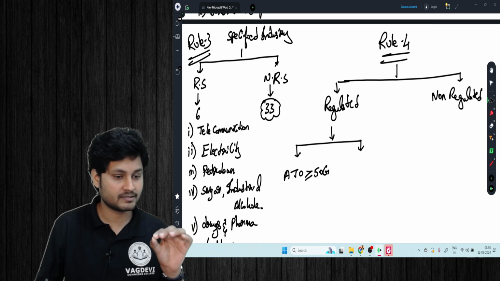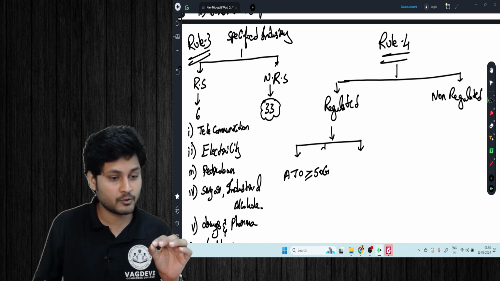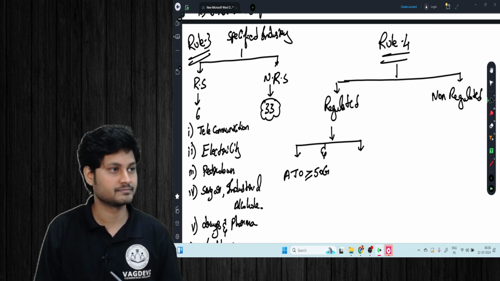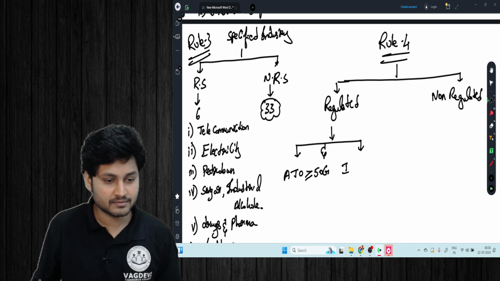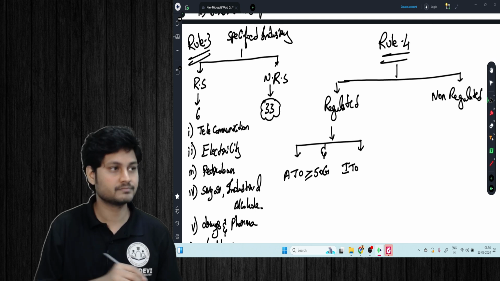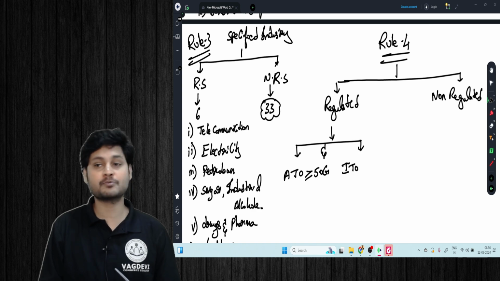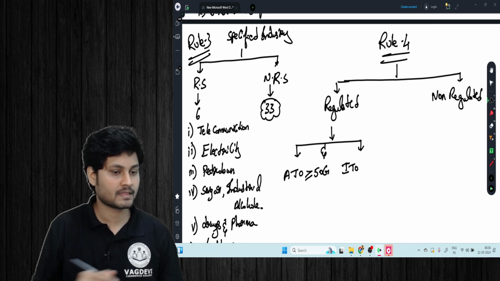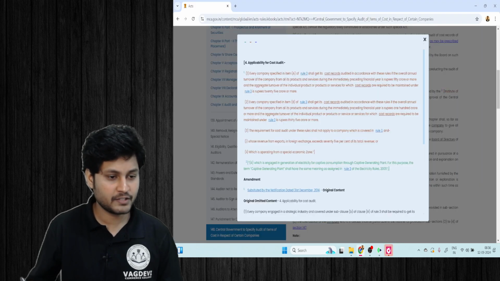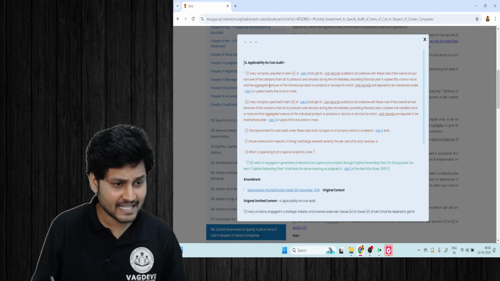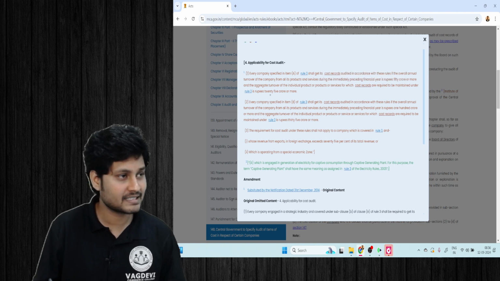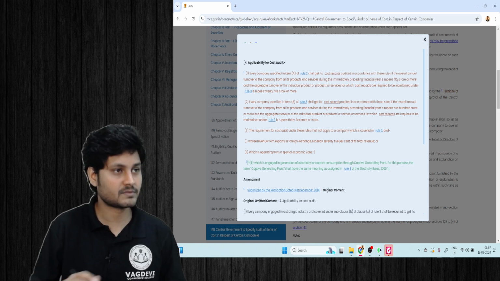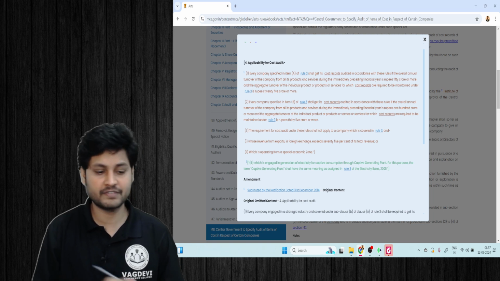Okay, and both the conditions must be satisfied. And individual turnover of each product. Individual turnover, what is ITO? Individual turnover of each product. See here, the aggregate turnover of the individual products or services for which cost records are required to be maintained is rupees 25 crores.